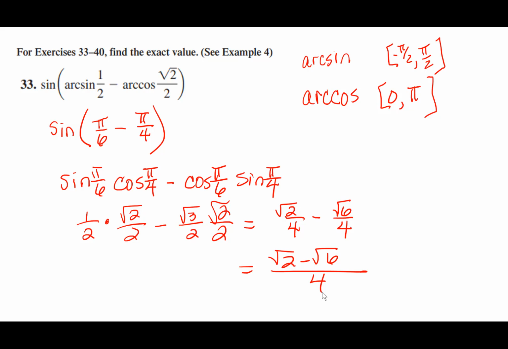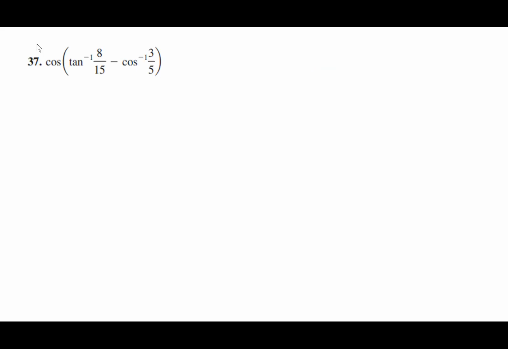and that is just square root of 2 minus square root of 6 all over 4. Okay, so on this one, you have cosine of the quantity inverse tangent of 8/15 minus inverse cosine of 3/5. All right, let's remember that these are just angles. Inverse tangent 8/15 is an angle. Inverse cosine 3/5 is an angle. So we're just taking the cosine of a difference. And so we're going to use that difference formula for cosine.